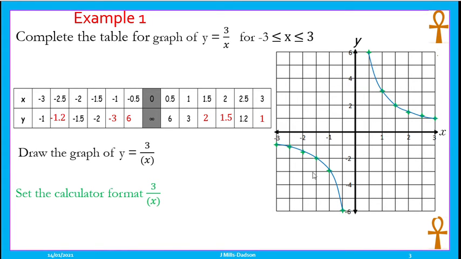So we can see that both curves are asymptotic to the x-axis and the y-axis. Again, both curves are asymptotic to y equals 0 and x equals 0. So we have the vertical asymptote and the horizontal asymptote.